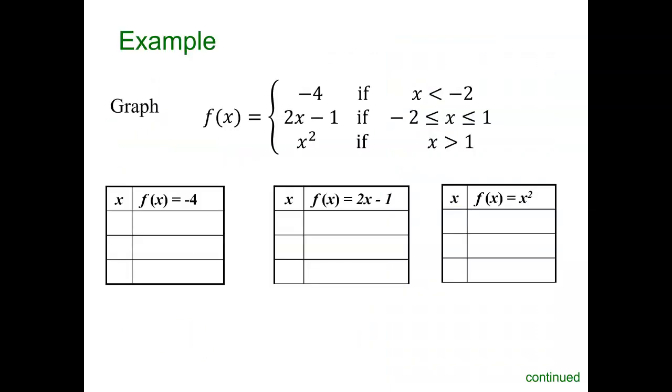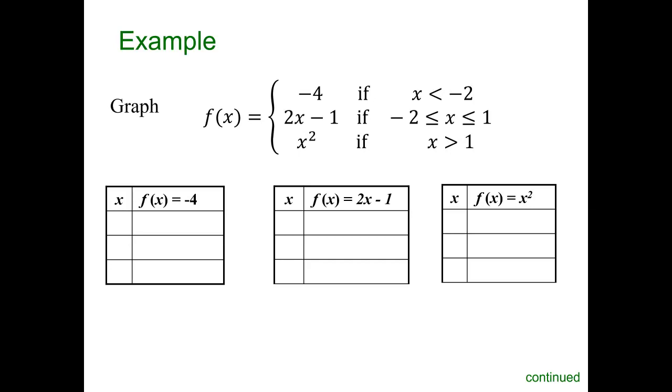Now again, it doesn't have to just be 2 rules. It could be 3 or 4 or 5. We're adding in some more rules. Okay? And so we have to see those domain restrictions. I have less than negative 2. I have between negative 2 and 1, and then I have greater than 1. So I have 3 rules, 3 domains, 3 lines. I also have 3 different types of functions.